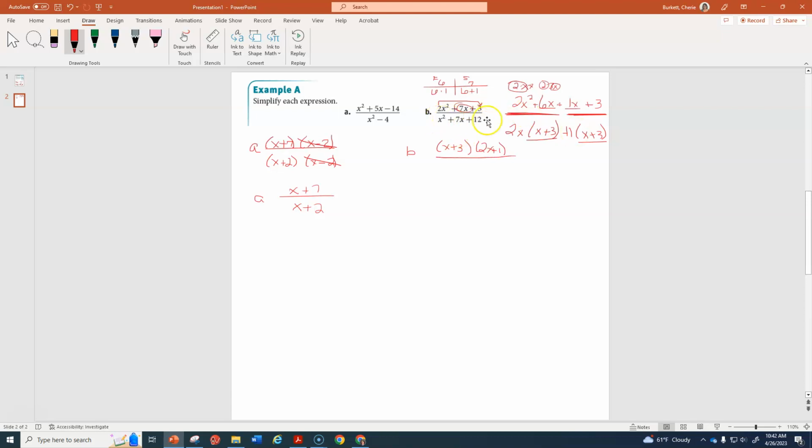My bottom is an easy trinomial. It's an ET problem. Why? Because the leading coefficient is 1, so I need two numbers that multiply together to give me 12, that add to give me 7. 12 is 6 and 2, 12 and 1, 3 and 4. So it's going to be 3 and 4 because 3 and 4 add to give me 7. So x plus 3 times x plus 4. Now I have a common factor of x plus 3 on top, x plus 3 on bottom. So it simplifies down to 2x plus 1 over x plus 4.